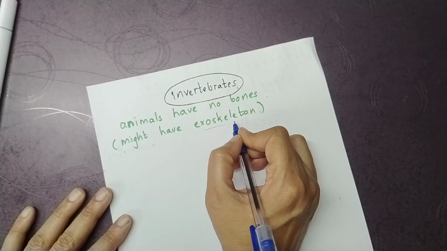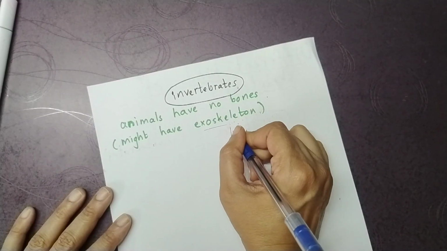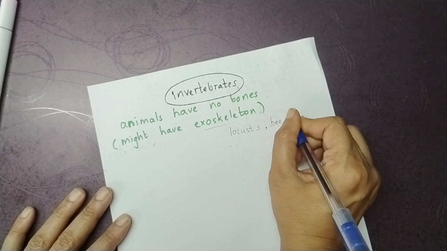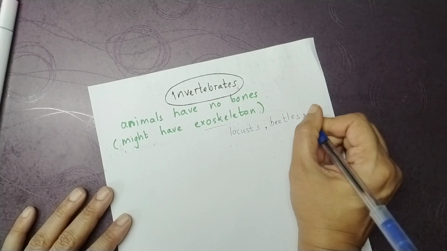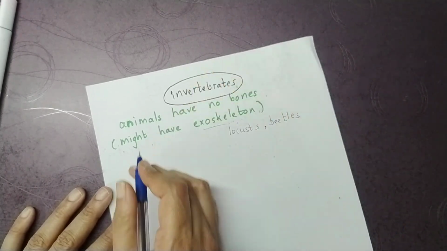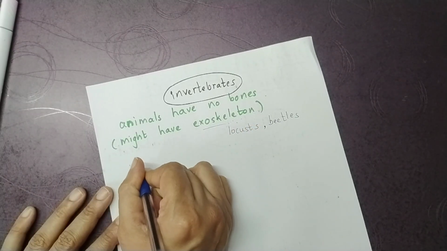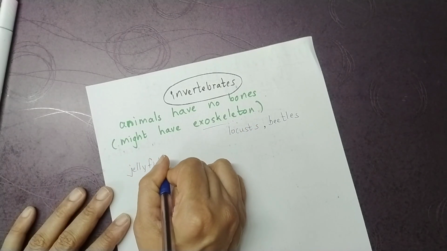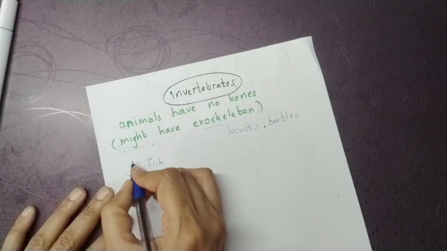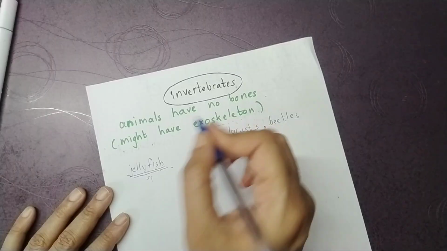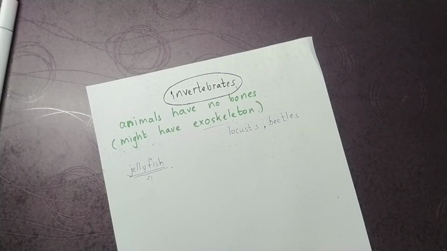Examples of animals which have an exoskeleton are locusts, okay, beetles. These are the invertebrates which have exoskeleton, but there are some invertebrates which do not have exoskeleton as well, and the example would be jellyfish. Jellyfish is not a fish. Fish are vertebrates. Jellyfish is an invertebrate and it does not have an exoskeleton. Okay, so this was about invertebrates.